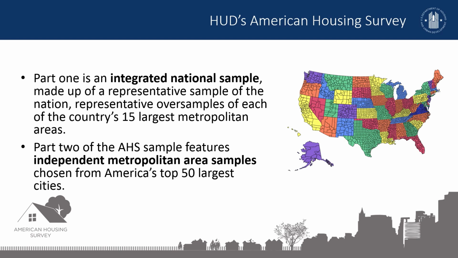HUD and Census survey the entire integrated national sample once every 2 years. Part 2 of the AHS sample features independent metropolitan area samples chosen from America's top 50 largest cities. Each survey year, on a rotating basis, HUD and Census survey one half of what we refer to as the Next 20 group of metropolitan areas ranging from 16th to 51st largest by population. That means we survey each member of the Next 20 group of metropolitan areas once every 4 years.